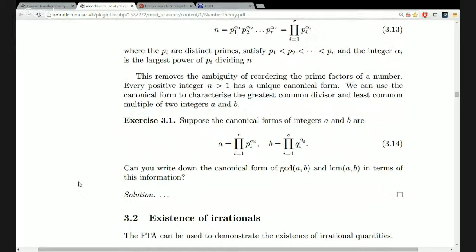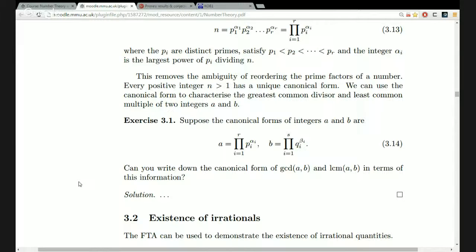Here's an interesting thing. We've talked a lot about the greatest common divisor and the least common multiple. And we had Euclid's algorithm for calculating the greatest common divisor, which also gives you an algorithm for calculating the least common multiple, because we proved, remember, that the product A times B is always equal to the product of GCD and LCM. So if you know the GCD, you can work out the LCM and vice versa. So this exercise is asking us, if we know the canonical form, or the prime factorization, of the two numbers A and B, how do you relate those to the GCD and LCM of A and B? Okay, so let's have a look at that now.